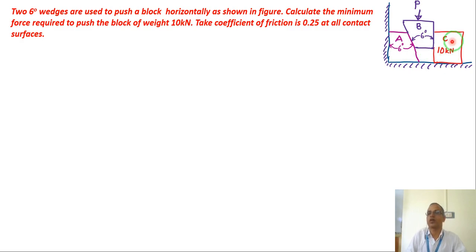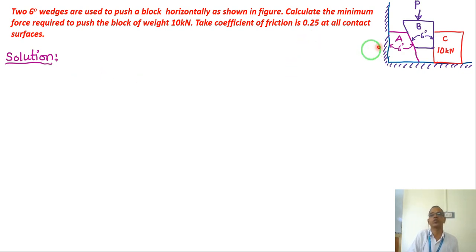That means where are the contact surfaces? One is this block C with the ground, block B and block C here, and block A and block B at this contact surface. There are 3 contact surfaces. In all 3 contact surfaces, the coefficient of friction is 0.25. So let us solve this problem.